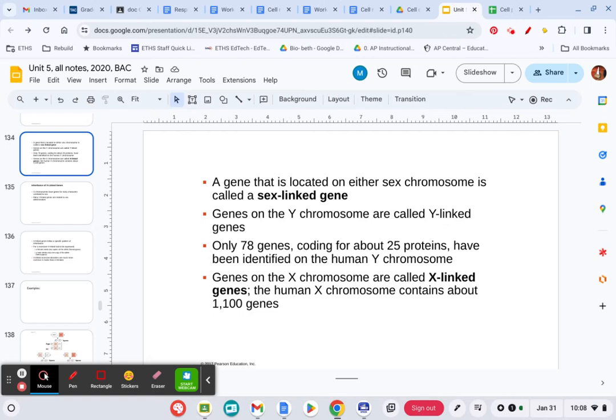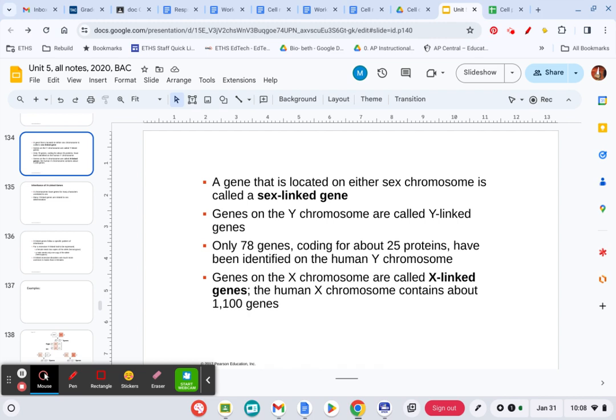We had just brought up sex-linked traits. These are traits found on either the X or the Y chromosomes, the sex chromosomes. They're not always X and Y, depending on what animal you're talking about, but they are in us. Genes on the Y are called Y-linked genes, and those on the X are called X-linked.